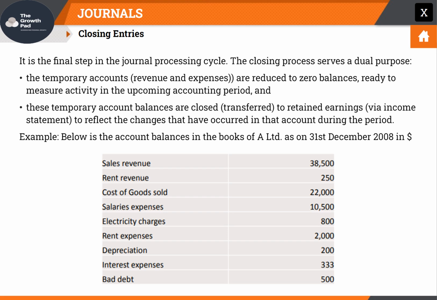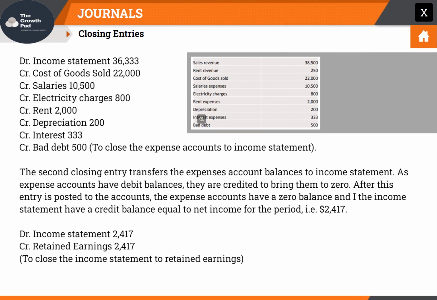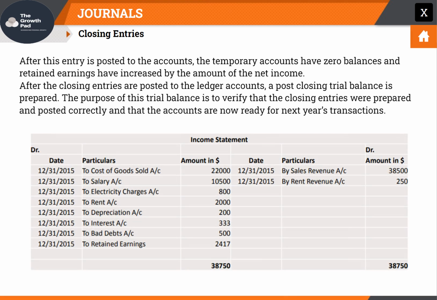Example: below are the account balances in the books of A Limited as on 31st of December 2008 in dollars. Please go through the closing entries given on screen. After this entry is posted to the accounts, the temporary accounts have zero balances and retained earnings have increased by the amount of the net income. After the closing entries are posted to the ledger accounts, a post-closing trial balance is prepared. The purpose of this trial balance is to verify that the closing entries were prepared and posted correctly, and that the accounts are now ready for next year's transactions.